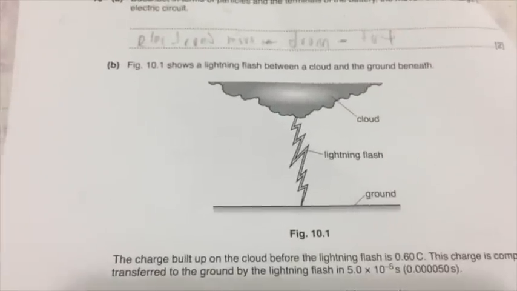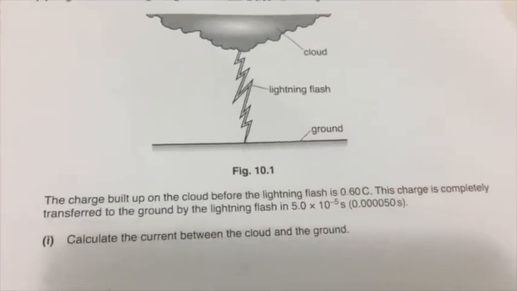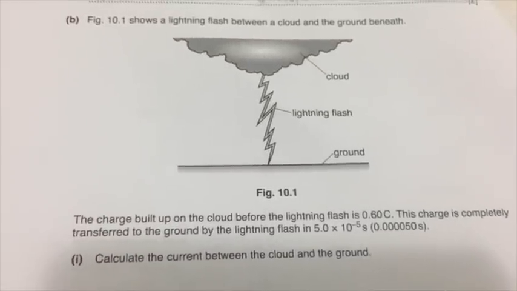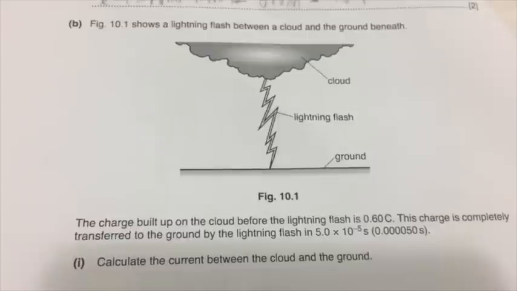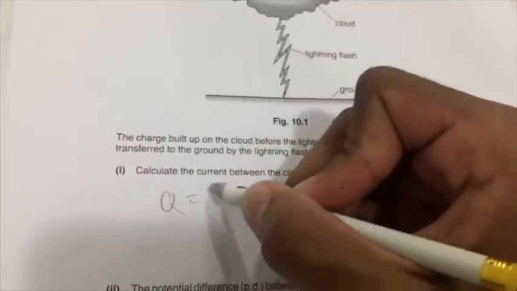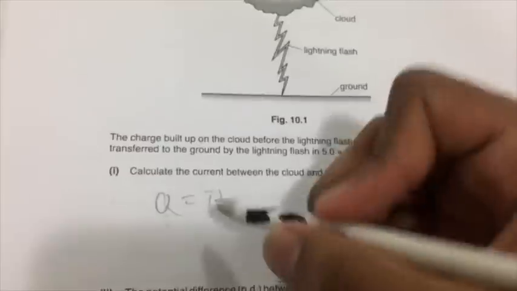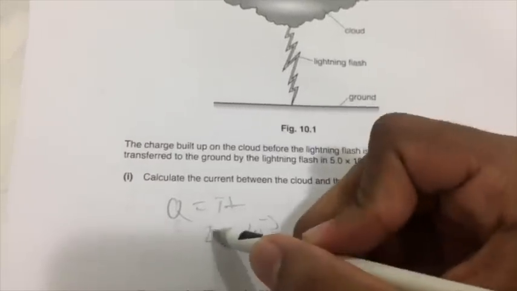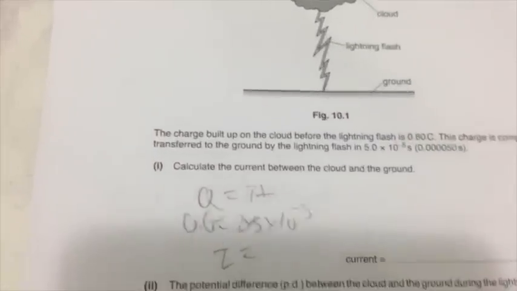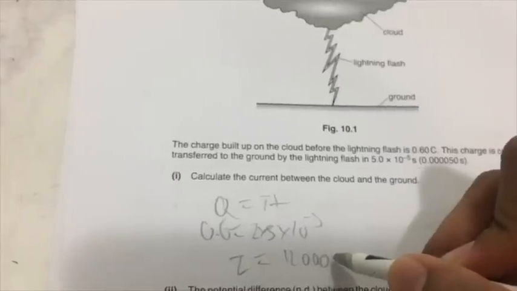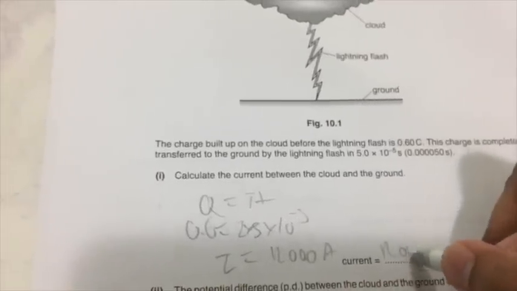The diagram shows a lightning flash between a cloud and the ground beneath. The charge built up on the cloud before the lightning flash is 0.60 coulombs. This charge is completely transferred to the ground by the lightning flash in 5 times 10 to the power negative 5 seconds. Calculate the current. Alright, Q is equal to IT, so I times 5 times 10 to the power negative 5 is equal to 0.6. That means I is equal to 12,000 amps.